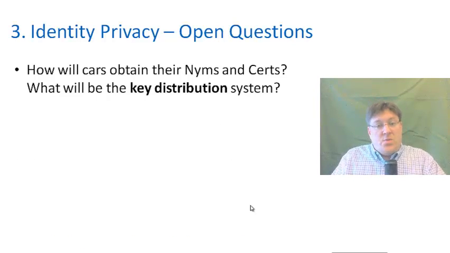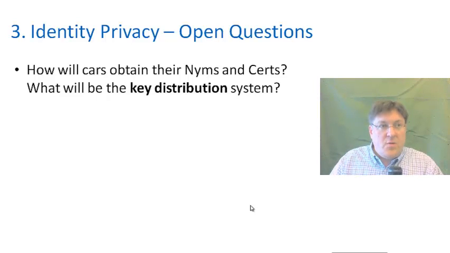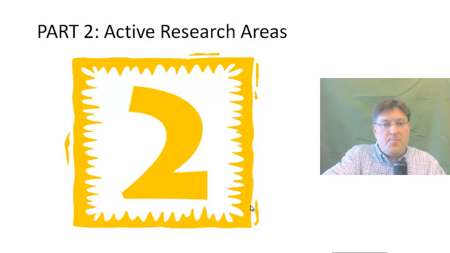And so the question would be, how will cars obtain all of these pseudonyms and certificates? How will they be distributed? What will be the distribution system for all this information? Some researchers suggest that we should have pseudonyms change every 5 or 10 minutes, which might mean hundreds of thousands of pseudonyms per car, or tens of thousands anyway, per car per year. So it becomes an issue if you have multiple pseudonyms per car.